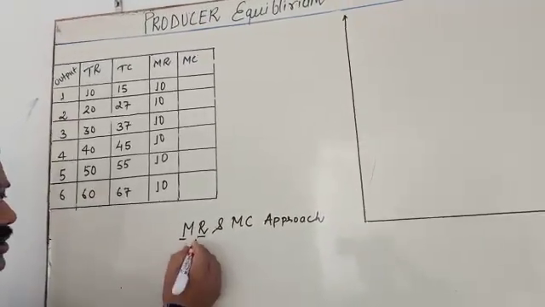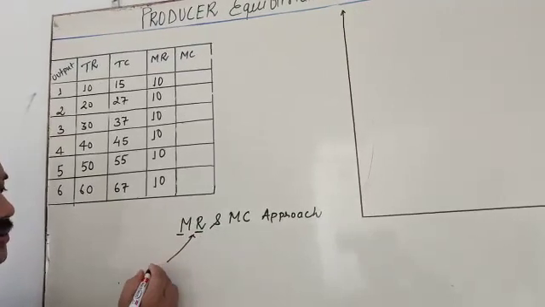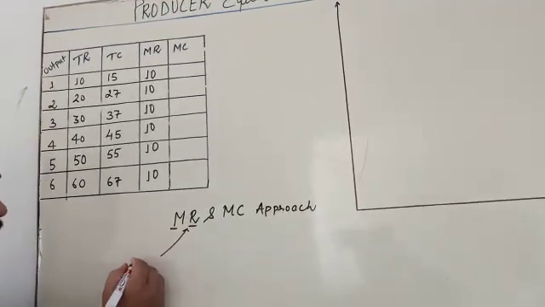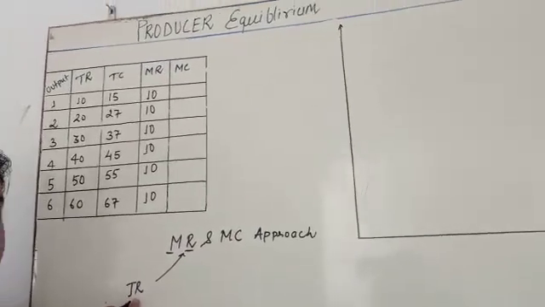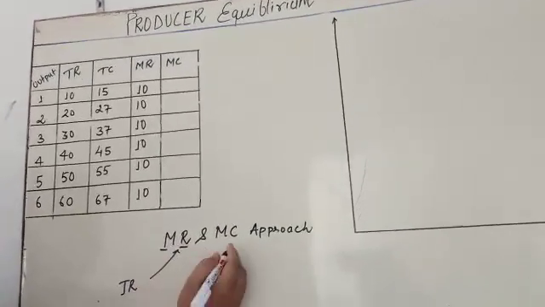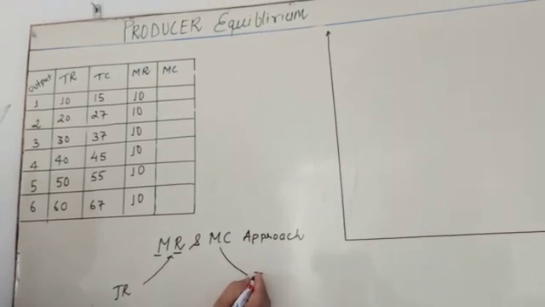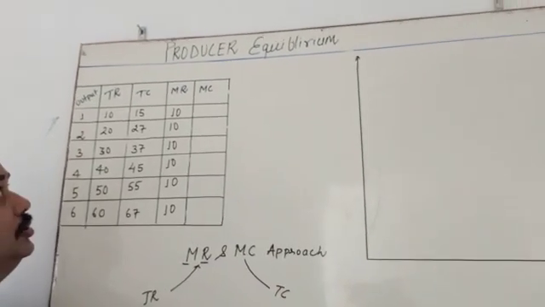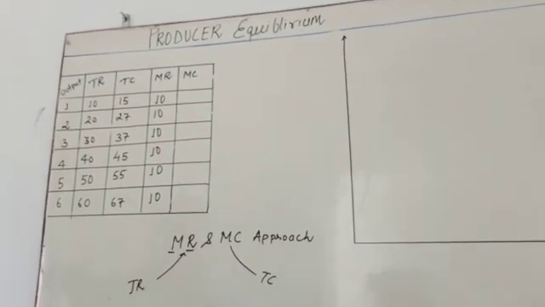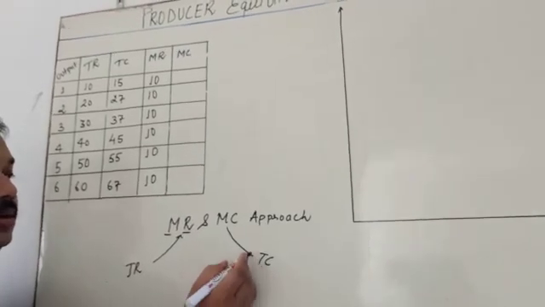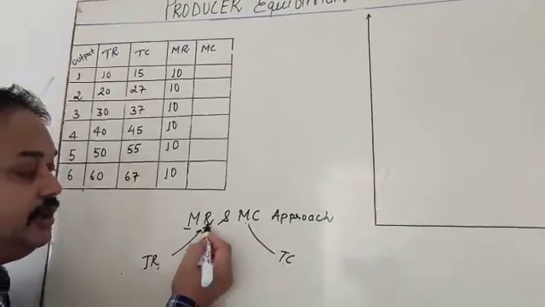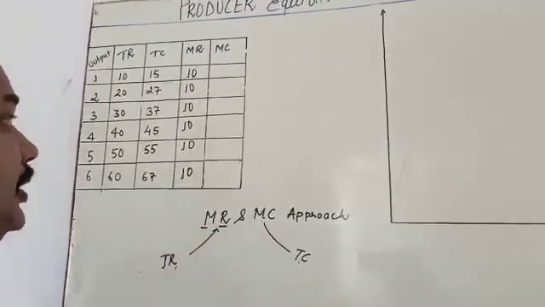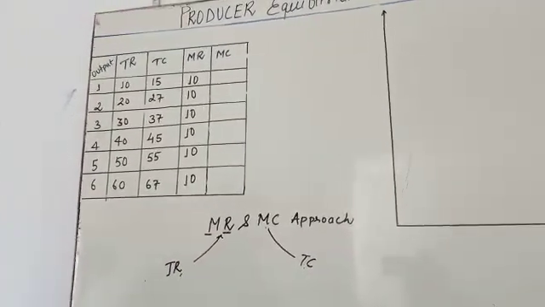MR means we are going to calculate marginal revenue on the basis of TR. Did you get the idea? On the TR we have to calculate MR. MC is going to be calculated on TC. So we have the total cost, and with the help of the total cost we calculate marginal cost. With the help of the total revenue we calculate marginal revenue. My dear student, I take an example here.